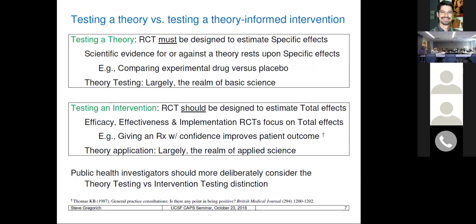If you want to know what works best, you don't care about specific effects only. You care about the whole context of care delivery, so to speak. And so I think public health investigators need to more deliberately consider this distinction. There may be some public health investigators who, at least some of the time, are involved in theory testing, but I suspect that most people are involved more in applied testing of interventions than actually testing theories.